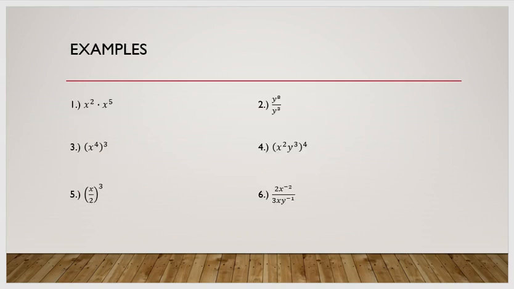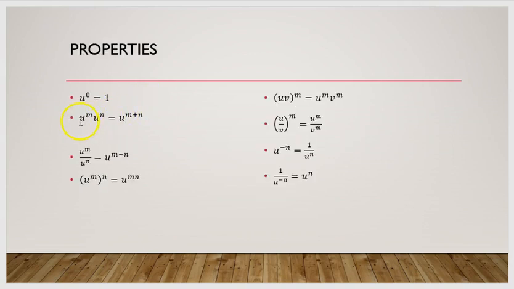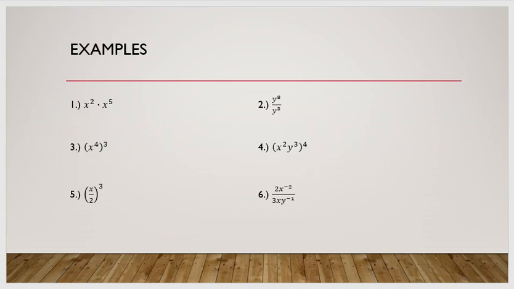So now we'll look through some examples where these are coming into play, and I'll flip back and forth to the properties to show you which one I'm using along the way. So first we have a base raised to a power and a base raised to a power, and these two bases are being multiplied together. So the property I'm using is this second one, and the property tells me that I need to add the exponents. So my answer in this case would be x to the 7th power. Notice that the base did not change, it's still x. The property just said to add the exponents.